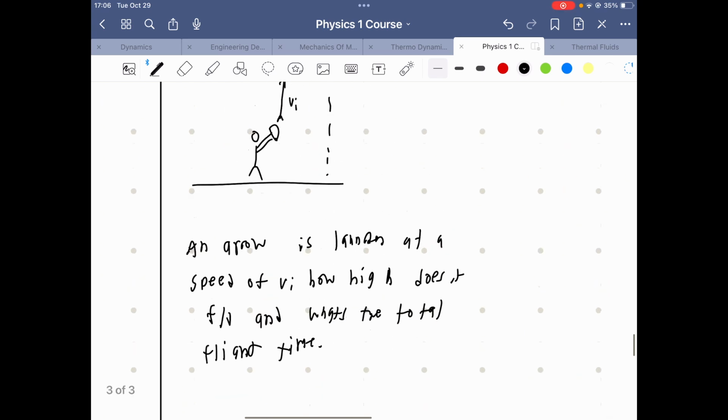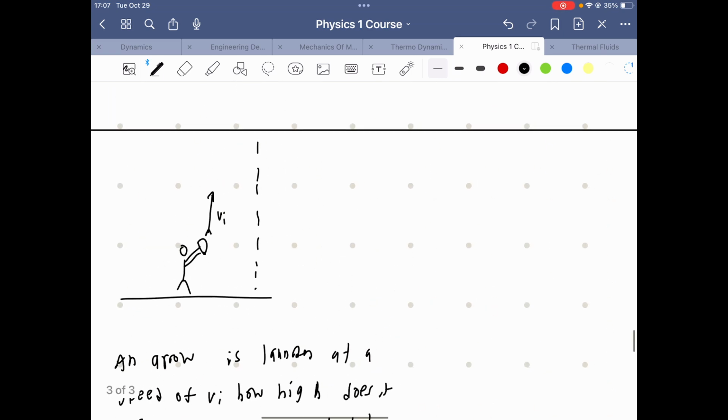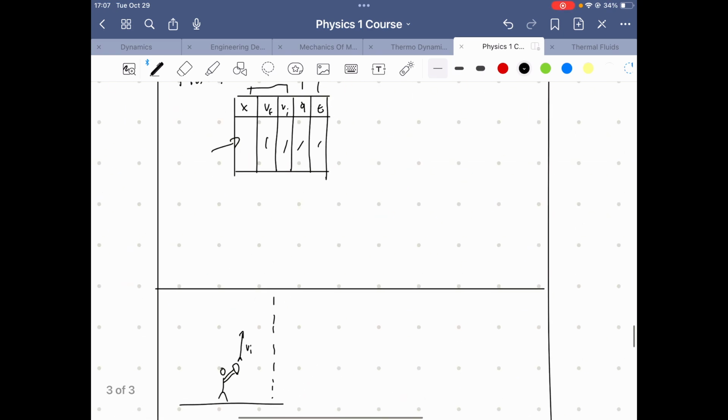Let's do this one here. So you're launching an arrow. It goes up at some speed Vi. How high does it fly? And what's its total flight time? So if you launch it at Vi, what do we know? Well, we have some Vi, and we know that there's going to be some negative g component because there's acceleration. We also do know there's going to be a Vf.